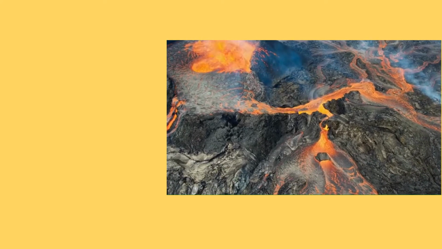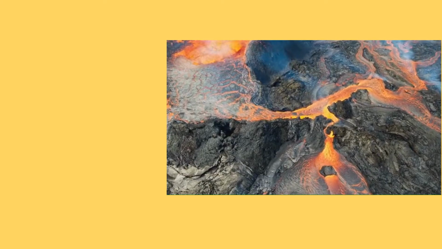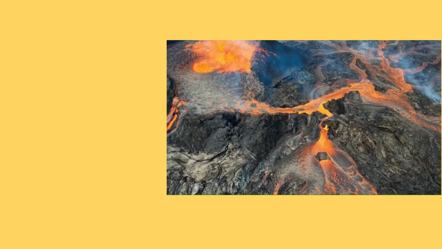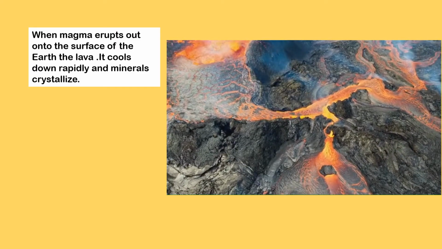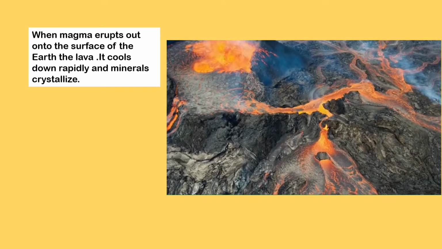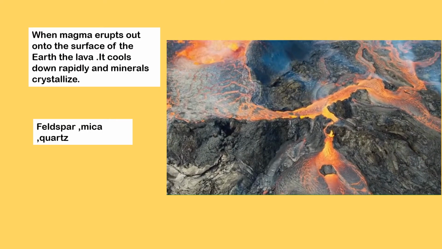Now look at this video, children. You can see the magma has erupted and now it is called lava. Right? It cools down rapidly and minerals crystallize. Example, feldspar, mica, quartz.